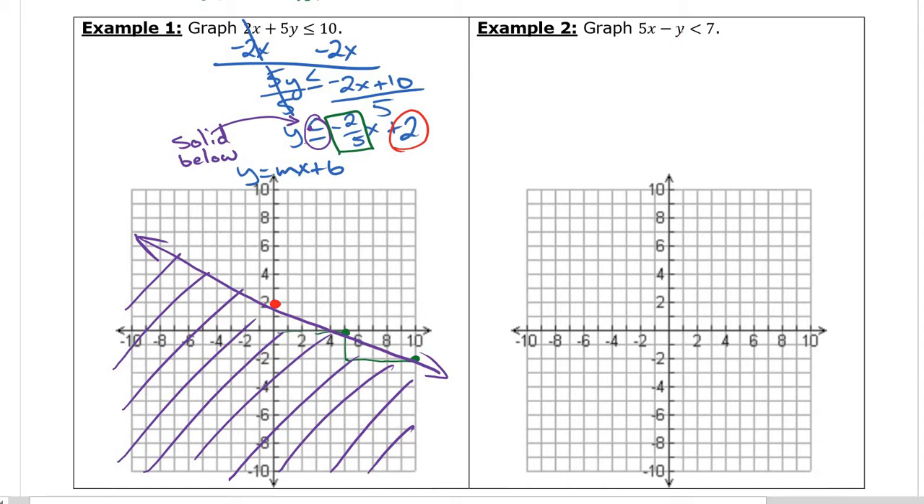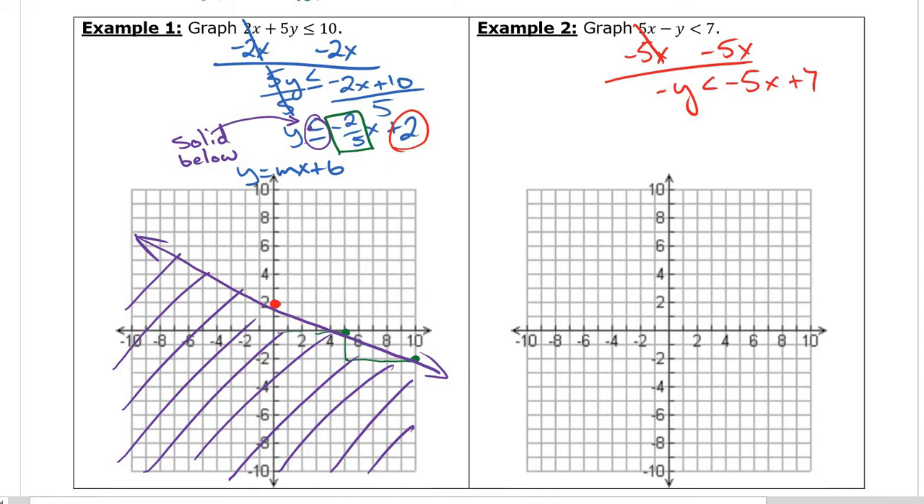Okay, we still want it in y equals mx plus b form, so we need to get rid of the 5x. To get rid of the 5x, we go minus 5x, minus 5x. The 5x is gone. We're left with negative y is less than. The regular number and the variable number cannot be joined, so we just leave them the way they are, plus 7. Now I need to get rid of that negative.